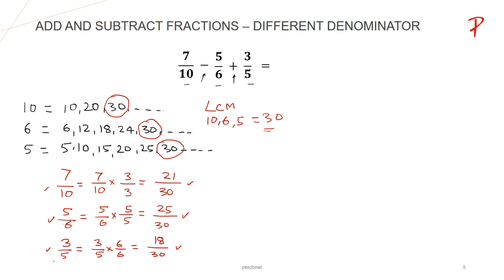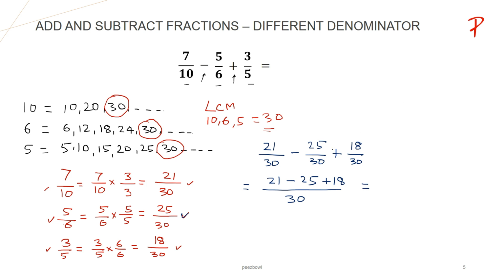So let us write it down. First we have 7 upon 10, I will write it as 21 upon 30. Then we have a minus sign, then 5 upon 6 is nothing but 25 upon 30. After that we have a plus sign, 3 upon 5 is 18 upon 30. Now our fraction is very much simplified. We have 21 first, then a minus sign, then 25, then a plus sign, and after that 18.